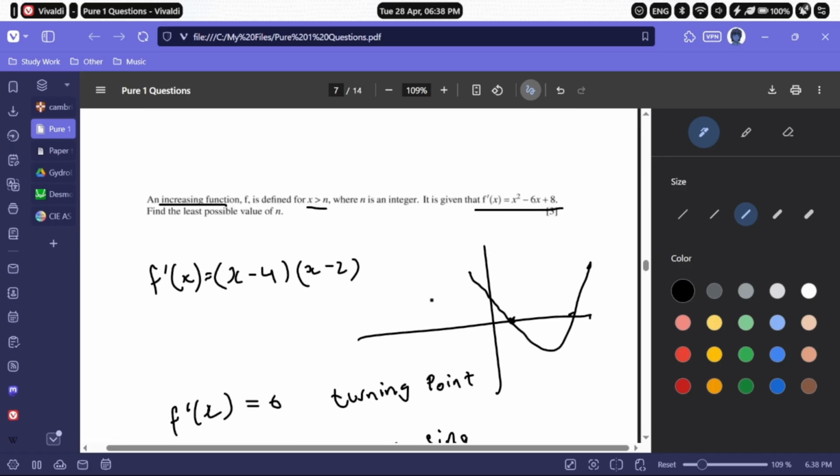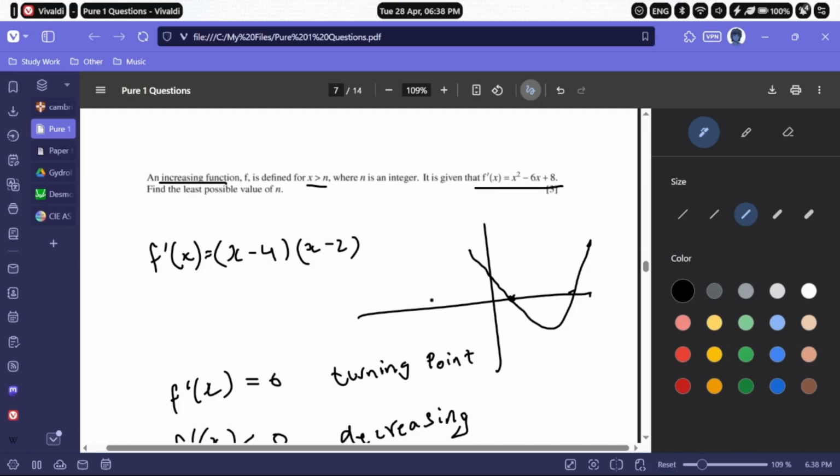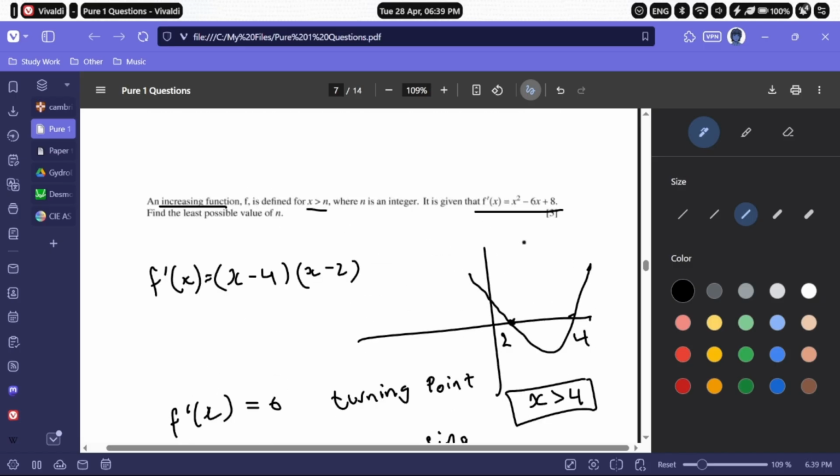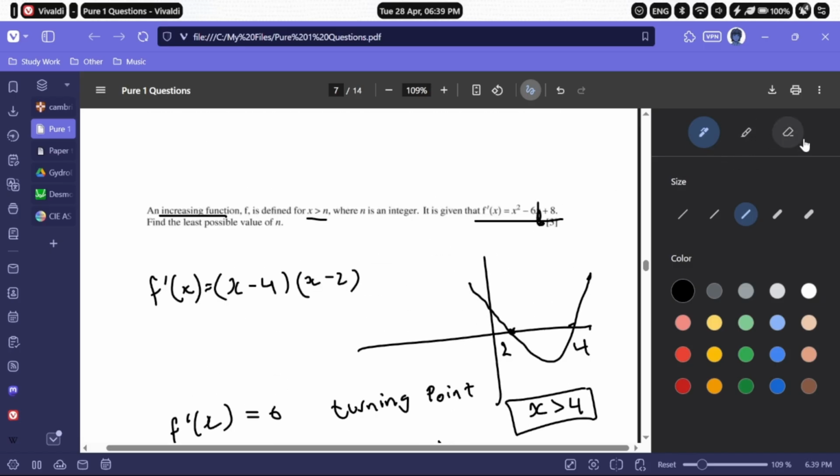They're telling you it's an increasing function, which means that for all values of x, your derivative function, or gradient function, has to be positive, because your function only increases when your gradient function is positive. So this was 2 over here, and this was 4. So x would have to be greater than 4 so that the gradient is positive in all cases. Your gradient function basically tells you the nature of your f of x. This was a 5 marker for some reason, by the way, which is crazy.